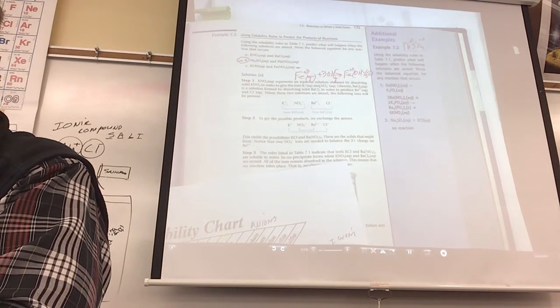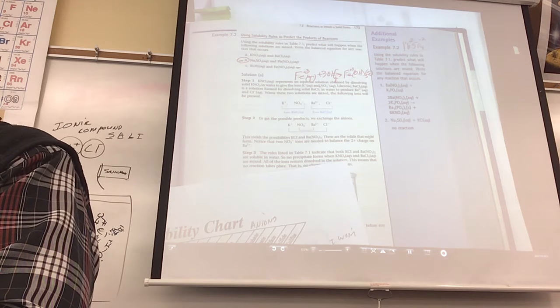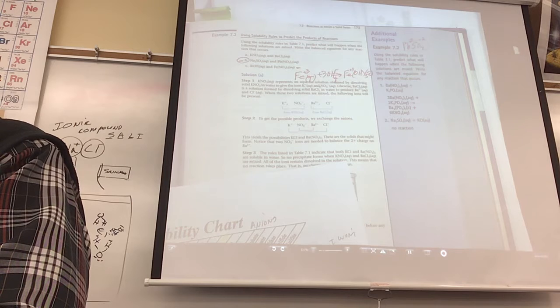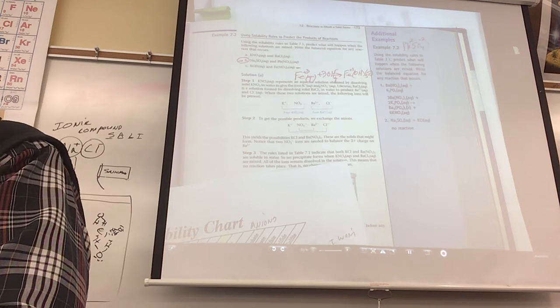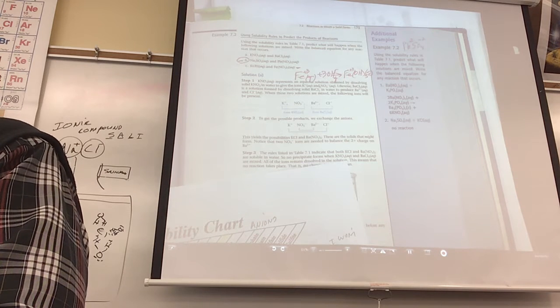Number C. Zoe, ready? What are the two products? Just tell me in English. Potassium nitrate. And is that going to be a solid? Is it going to be a precipitate? You can look it up, or you can remember that potassiums and nitrates are all soluble, right? What about the other one?